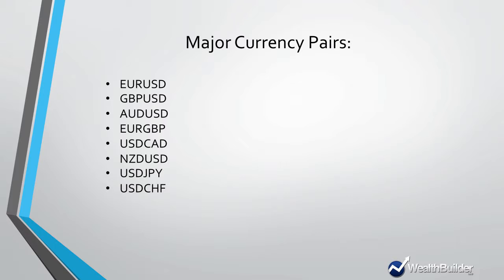The next one on the list is the dollar CAD, or the dollar loonie. This is the US dollar versus the Canadian dollar. The next one is the Kiwi dollar, or the Kiwi, because it's the New Zealand dollar versus the US dollar. The one below that is the dollar yen, US dollar versus Japanese yen. And the last one on the list is the dollar Swiss, or Swiss franc.